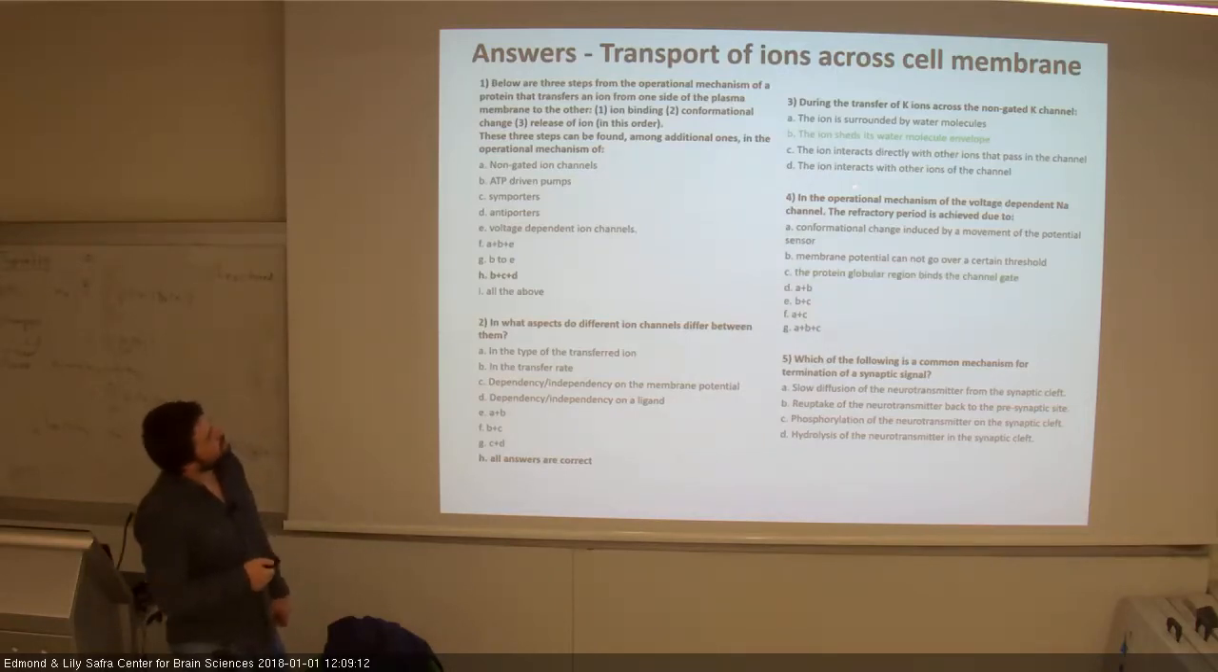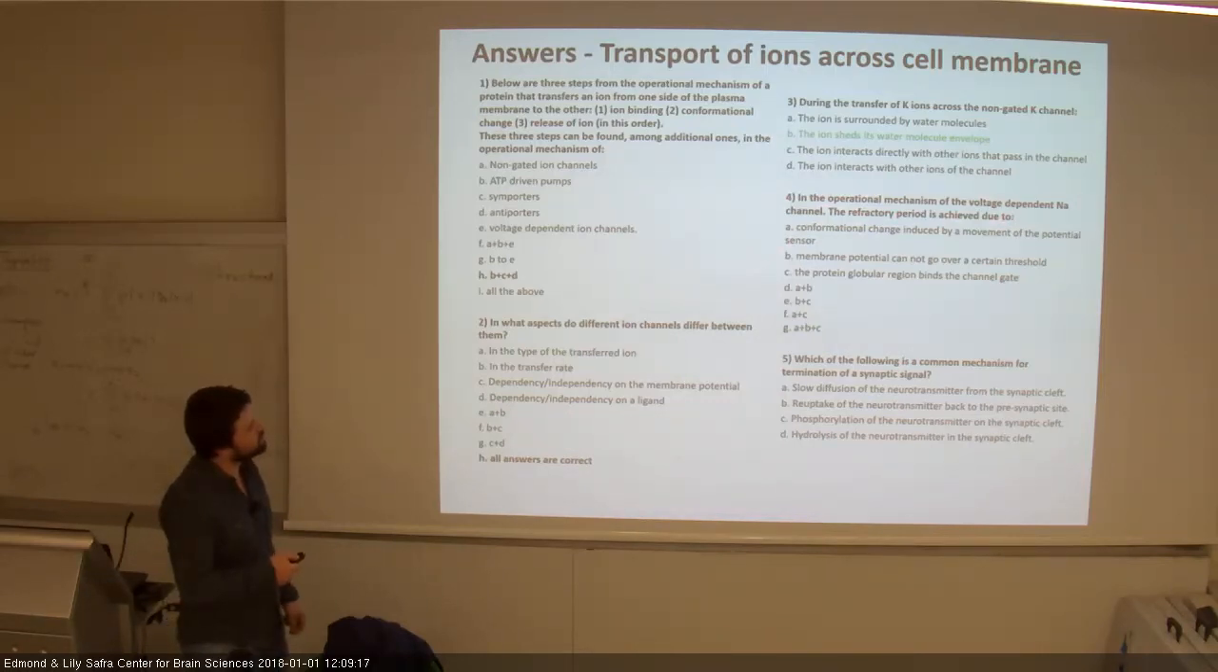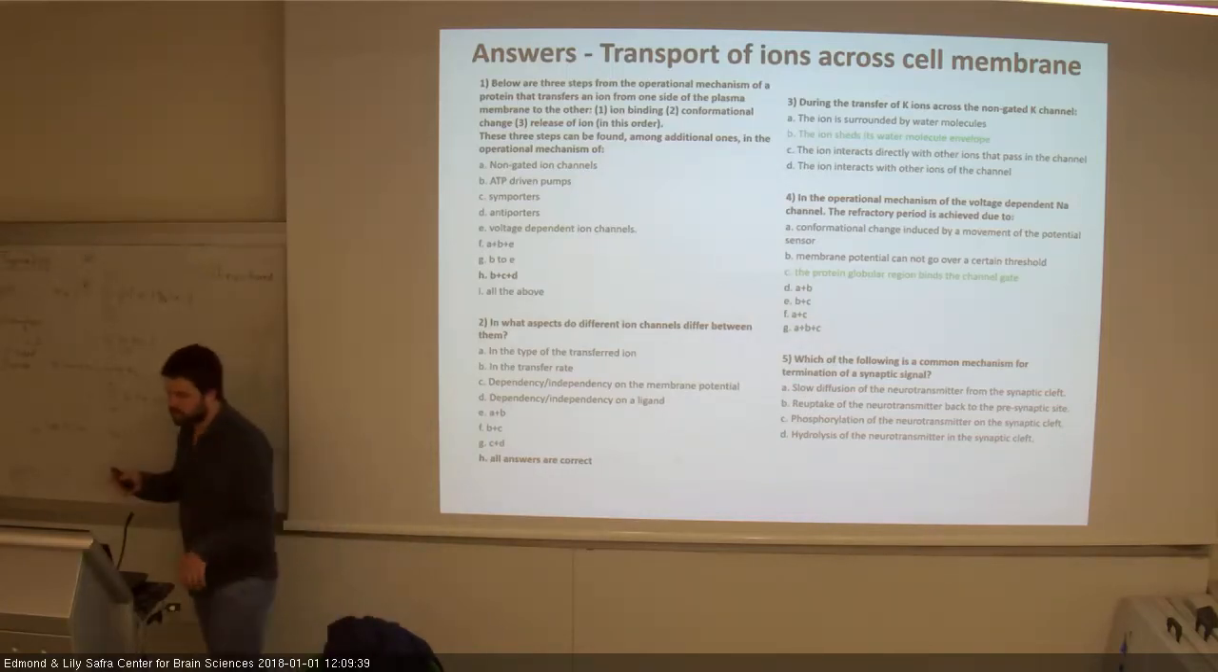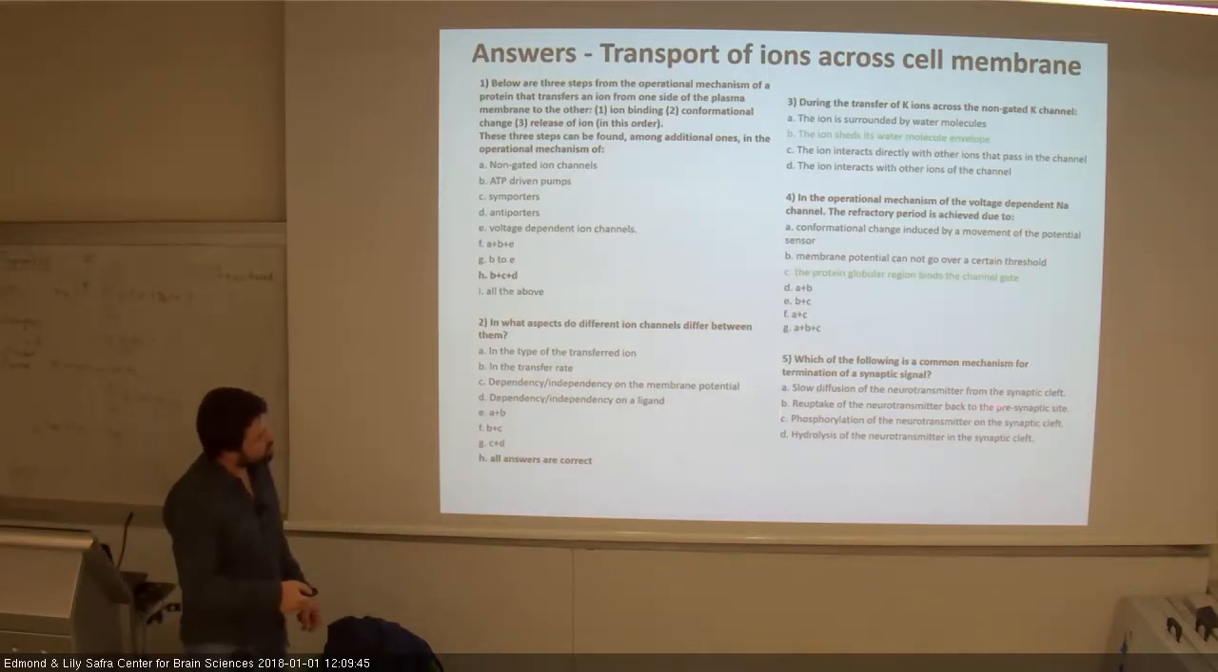In the operational cycle of the voltage-dependent sodium channel, the refractory period is achieved due to the protein globular region that binds the channel gate. Which of the following is a common mechanism for termination of synaptic signal? Slow diffusion of the neurotransmitter from the synaptic cleft? Yes or no? Is it common for the neurotransmitter to slowly diffuse from the synaptic cleft? Okay. Reuptake of the neurotransmitter? Phosphorylation of the neurotransmitter? Hydrolysis of the neurotransmitter?